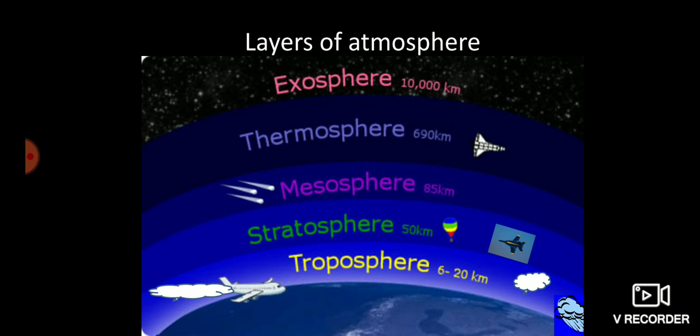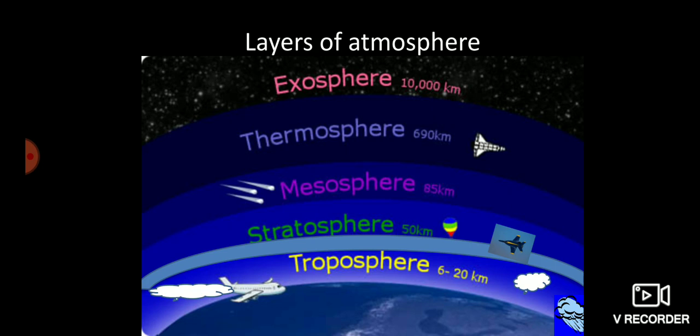Stratosphere is the second layer of the earth atmosphere which is above 50 km from the earth's surface. Now between stratosphere and troposphere, there is a layer named ozone layer, which is also a very important layer. This layer protects us from the ultraviolet harmful radiation of the sun, which can cause skin disease and cancer. In this layer, jet planes move.